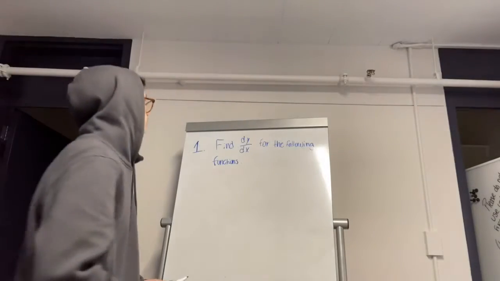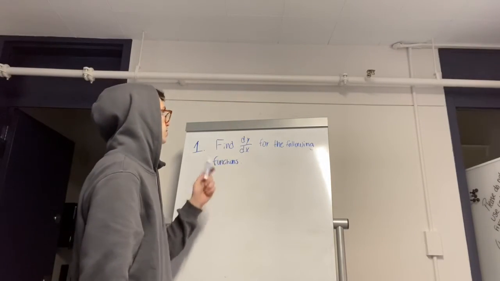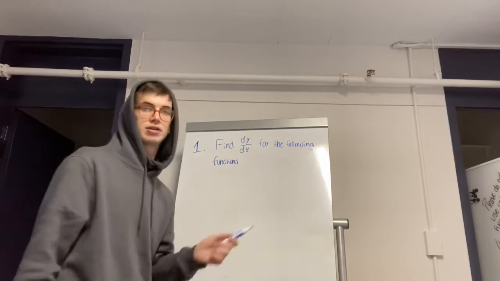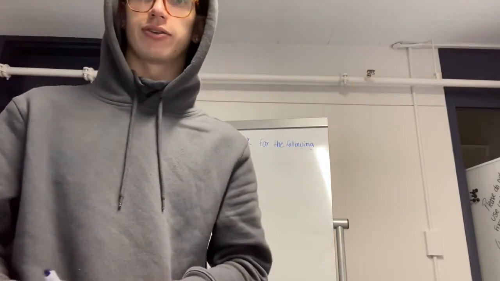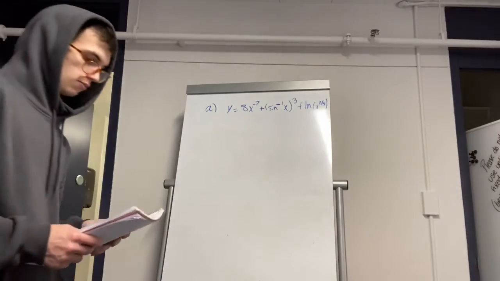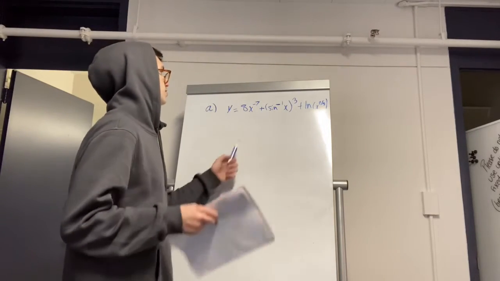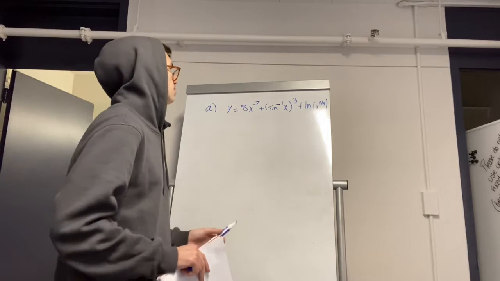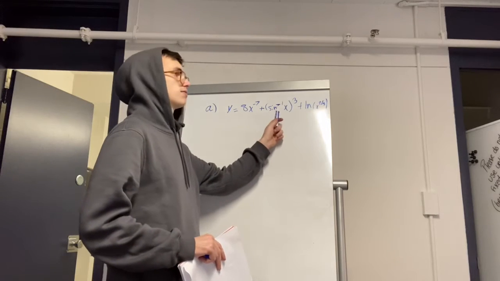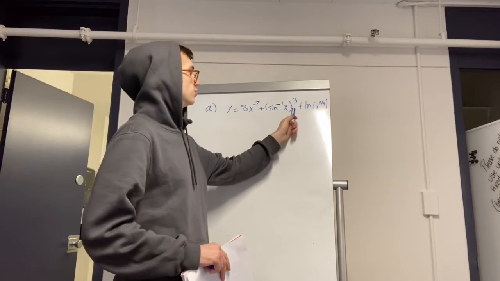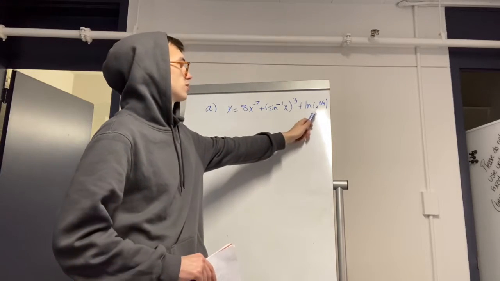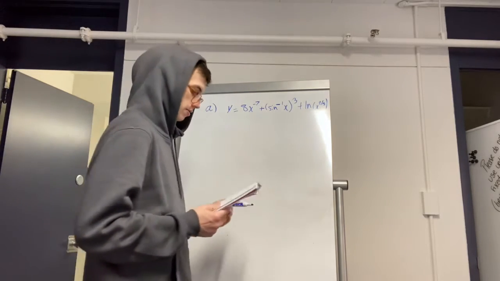For problem 1, we will be finding dy over dx for the following functions. This means finding the derivative. For problem 1, part A, we will be finding the derivative of 8x to the negative 7th power plus sine to the negative 1st power x cubed plus natural log of x to the 2/3 power.